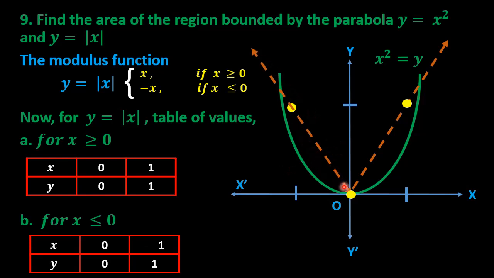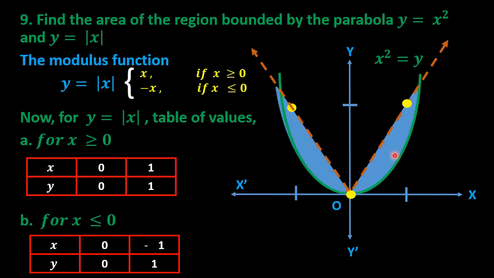in this way. So we have to find the area of the region bounded by this parabola and y equals to mod of x. So these are the regions bounded by the parabola and y equals to mod of x. We need to find the area of this shaded region.